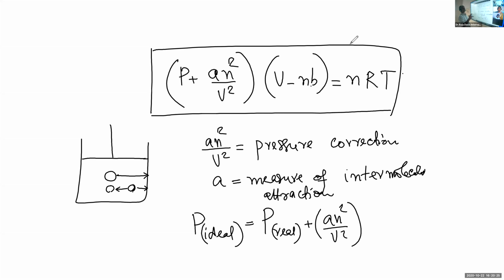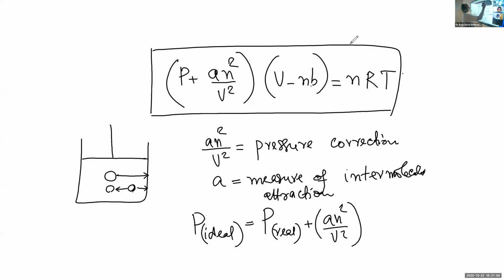So the ideal pressure must be greater than the real pressure measured. So there should be a correction for pressure, an increment in the pressure. And that increment in pressure is an square by v square. So the ideal pressure, P ideal, is equal to P real, measured, plus an square by v square. And A is a measure of the intermolecular force of attraction.